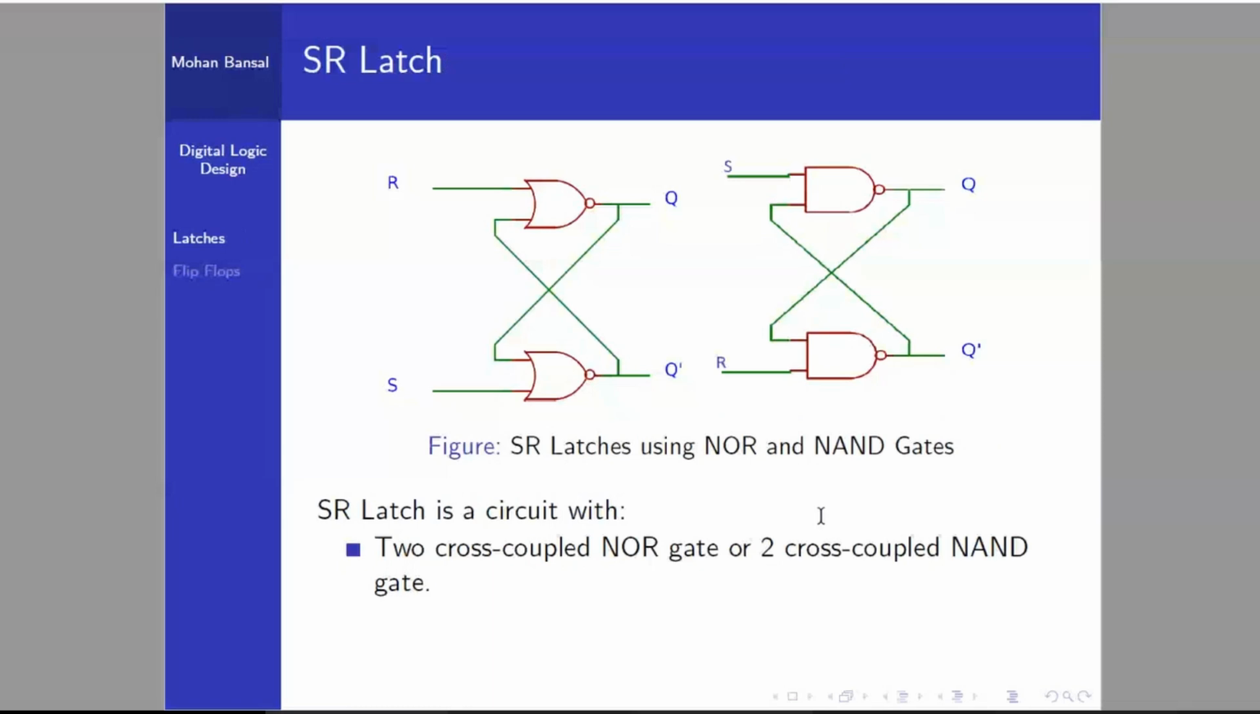So you know what is a latch? A latch is a 1-bit device. It is used to store data, and it consists of two outputs. One is Q, another one is Q complement. Both should be complement to each other. That is the discussion.